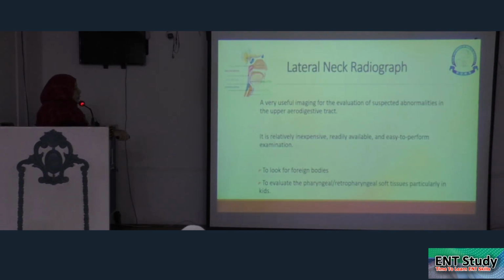Then the lateral neck radiograph is a very useful imaging for evaluation of suspected abnormalities in the upper aerodigestive tract. It is relatively inexpensive, readily available and an easy to perform examination. So in an emergency setting, it is a very good imaging modality to evaluate the upper aerodigestive tract, especially when the patient presents with acute respiratory distress or dysphagia. So to look for any foreign body or to evaluate the pharyngeal or retropharyngeal soft tissues, particularly in kids.